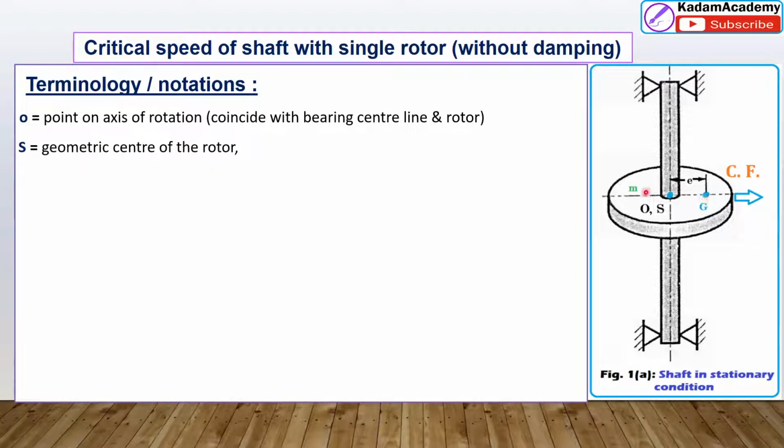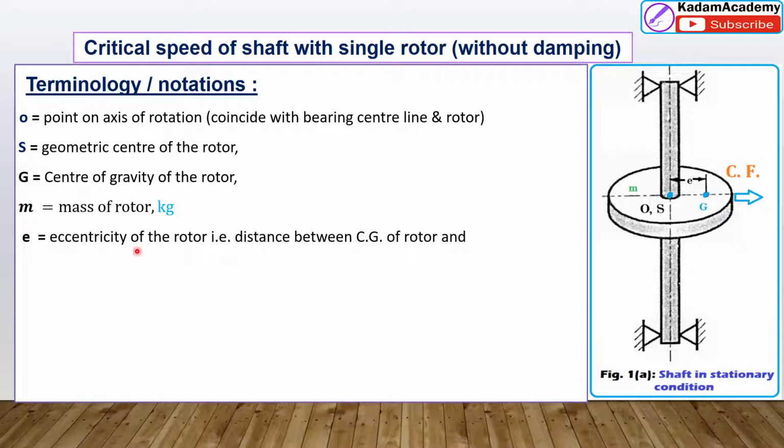This terminology is very important to clear the concept of the critical speed. G is the center of gravity of the rotor. M is the mass of this rotor in kg. E is the eccentricity of rotor, that is the distance between the center of gravity of the rotor and this axis of rotation.